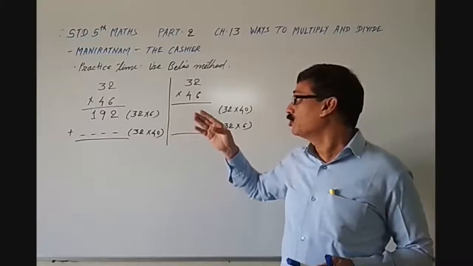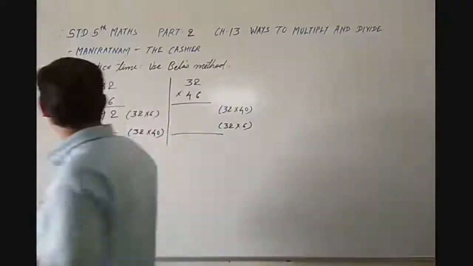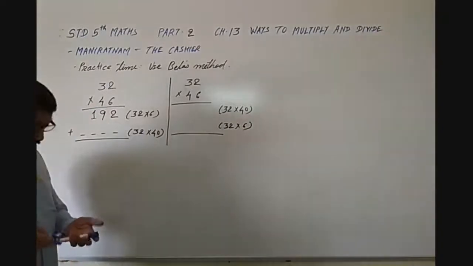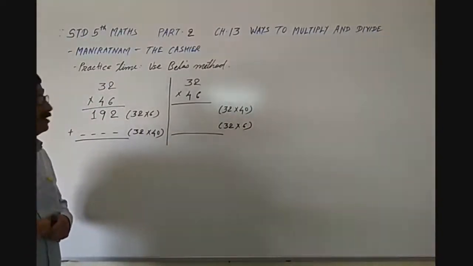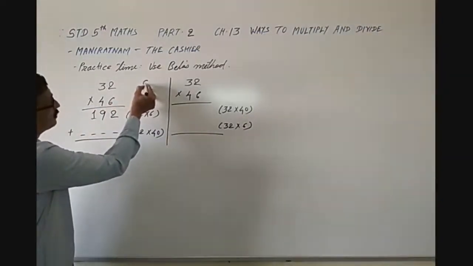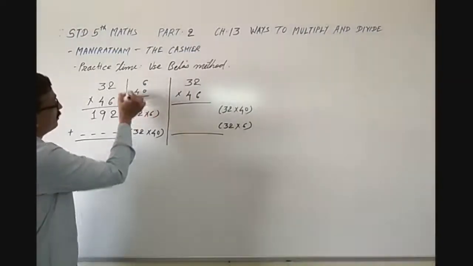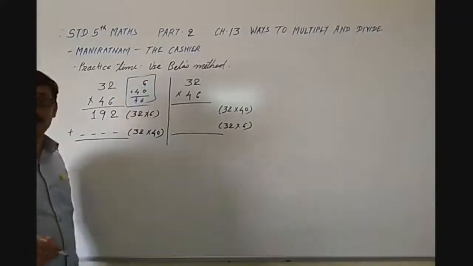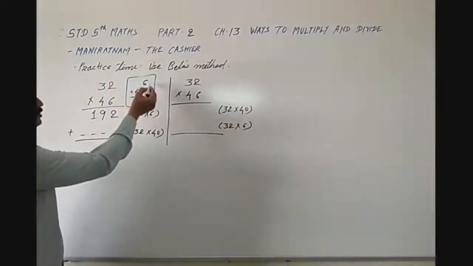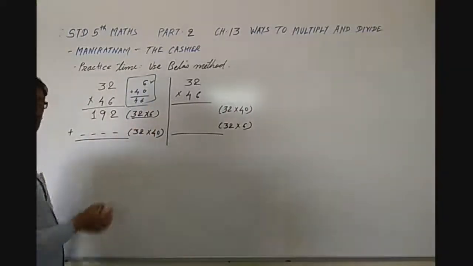Okay. So, first of all, let's practice this multiplication in which we know that multiplication is 32 multiplied by 46, isn't it? In this multiplication, we know that 40 plus 6 is equal to 46. Okay. So, what we are doing? First of all, we will multiply 32 by 6. So, 32 by 6. Isn't it?